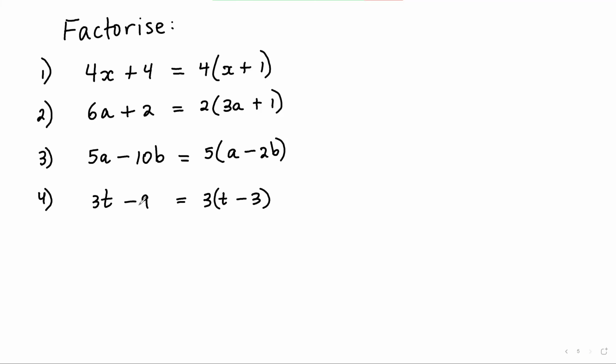Okay, and then let's do one more. Let's say I had 3x minus 12. Well, the common factor here is 3. 3x divided by 3 is just x. And then minus 12 divided by 3 is minus 4. And there you have it.